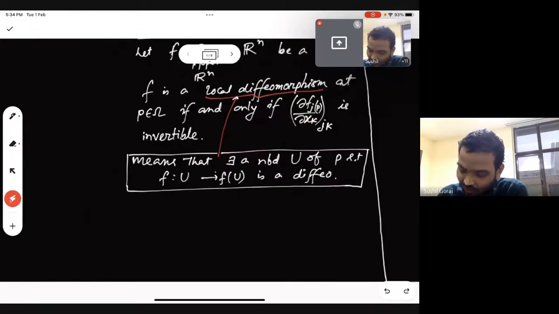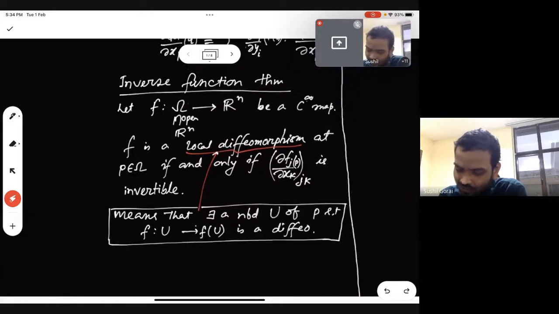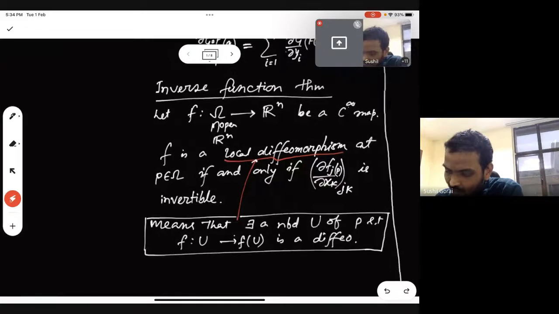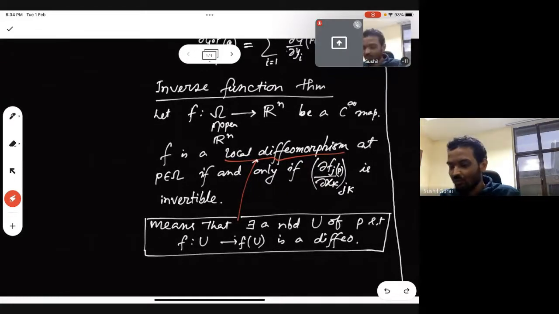Now I want to write the inverse function theorem in the case of manifolds. So what should I change?